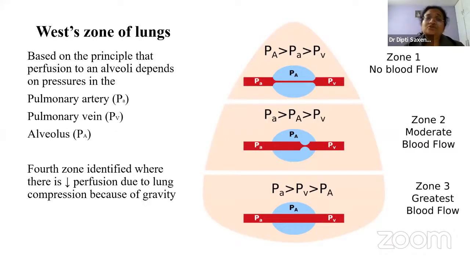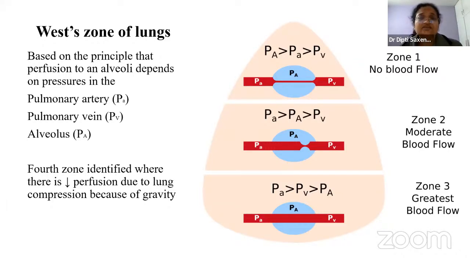So here we come to the West zones of lung, which define the principle of perfusion to an alveolus based on pressures, mainly because of gravitation. West defined 3 zones. I won't go into the details of this much, but it is mainly dependent on the pulmonary artery, pulmonary vein, and alveolus, and they're easy to understand. A 4th zone also has been identified, where there is decreased perfusion due to lung compression because of gravity.